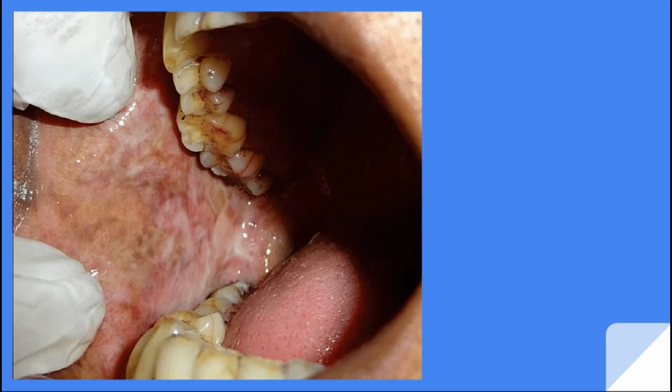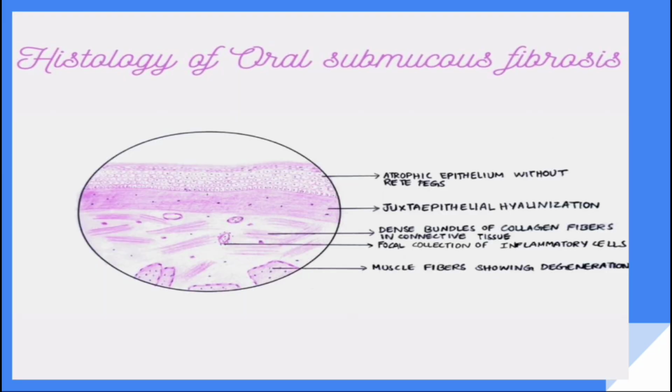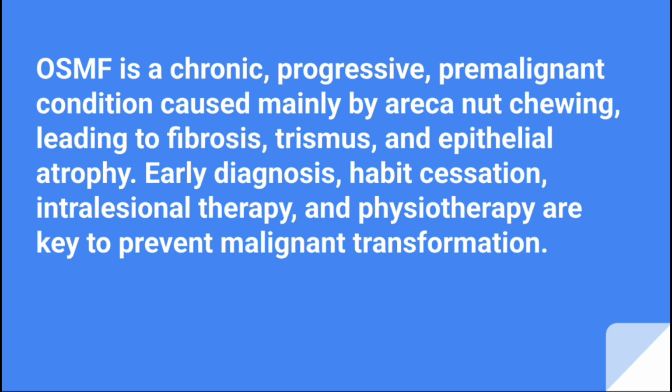So basically the conclusion of this video is that it is a thick band you can see in the OSMF. This is the diagram you have to draw for examination. OSMF is basically a chronic progressive pre-malignant condition caused mainly by areca nut chewing, leading to fibrosis, trismus and epithelial atrophy. Early diagnosis, habit control, intralesional therapy, and physiotherapy are the key to prevent malignant transformation. This is how the OSMF looks like.